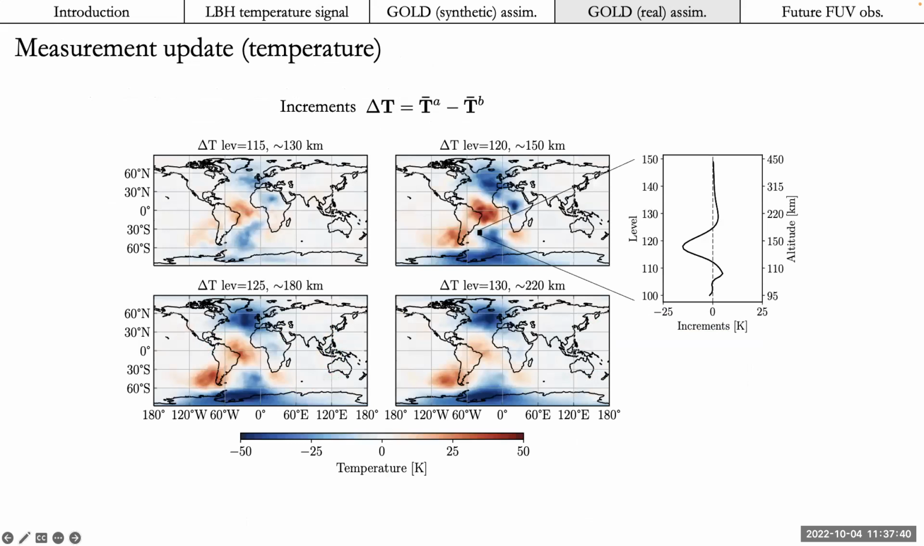So this figure shows the temperature increments, delta T, at 4 different pressure levels in WAM after assimilating the GOLD data. The increments are computed as the mean of the measurement update ensemble minus the mean of the forecast ensemble. Blue means the model temperature decreased by the assimilation of GOLD. Red means temperature increased. So at this time, WAM temperatures generally decreased in the higher latitudes and increased in the lower latitudes by the assimilation of GOLD.